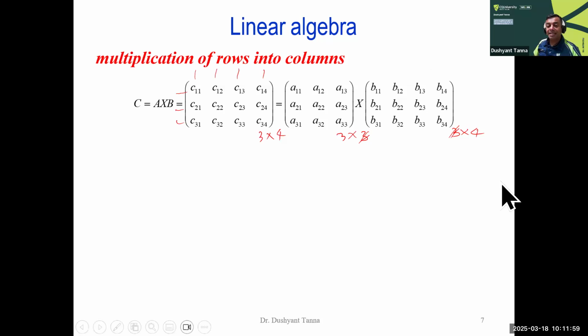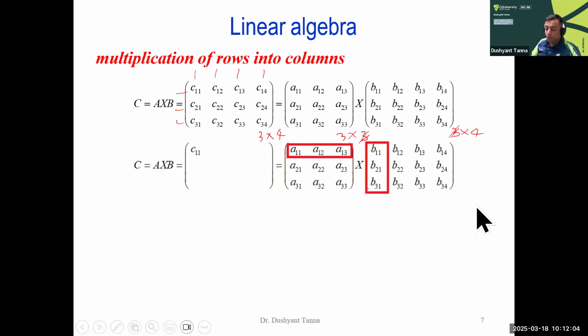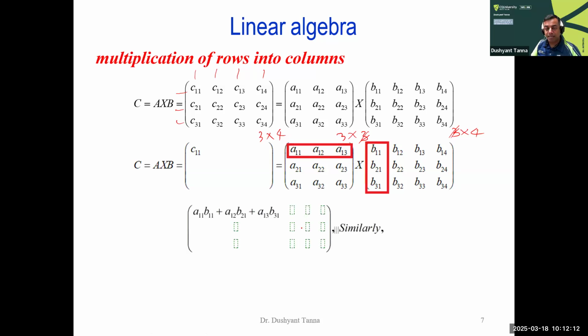Now let's look at the individual elements of this matrix. What is C11? First row with the first column. The rest of them I'll leave blank for now, since we don't want to cover all 12 elements at once. We'll cover them one by one. First row with the first column: A11 with B11, A12 with B21, A13 with B31. That's your first element.